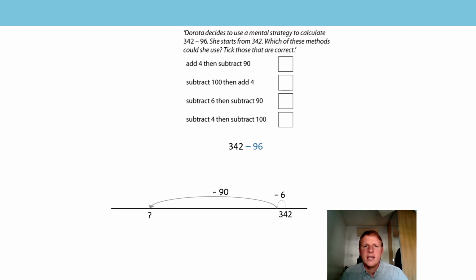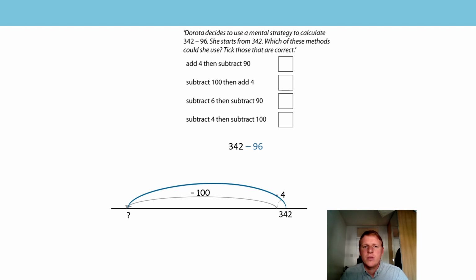And what has been subtracted in total? What's the difference between that question mark and 342? Subtracting 6, subtracting another 90, that will be 96. And that's what it says in the question. So a third method is also correct. Finally, the fourth method. So again, starting with 342, first subtracting 4, then subtracting 100 to find our unknown value.